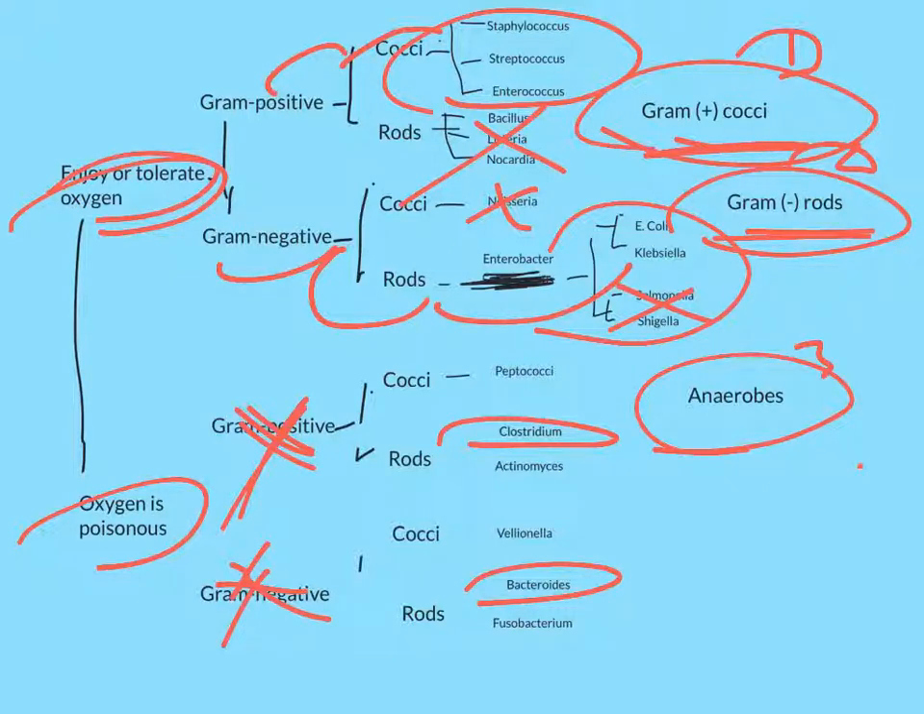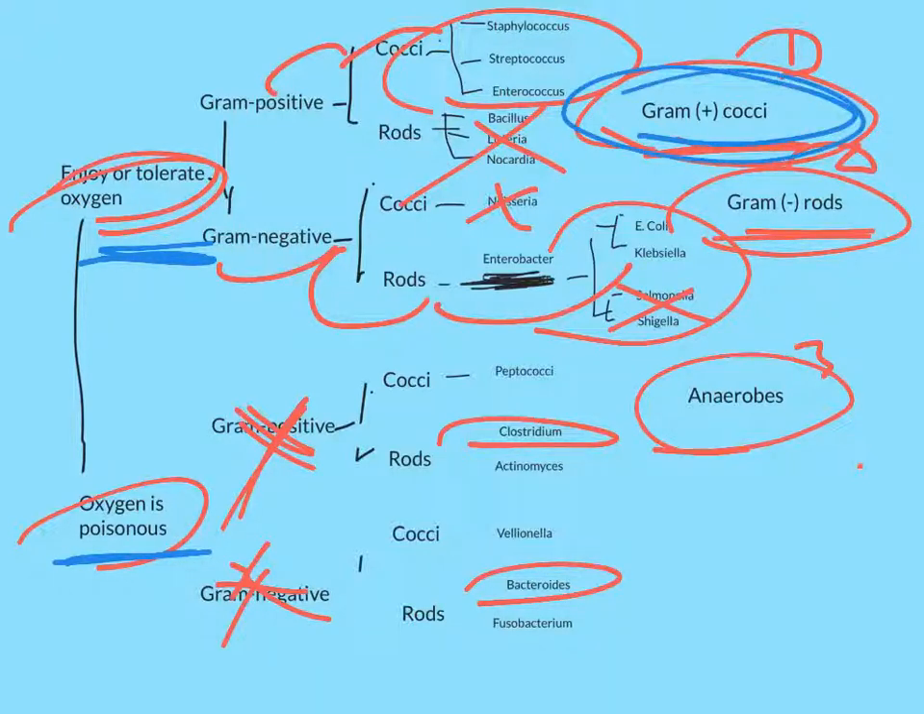Again, once you sort of narrow it down into these pathways or these groups, by changing your taxonomy and starting with whether it's aerobic, right, so it enjoys or tolerates oxygen, or anaerobic, you now can break it down into these three really big, large chunks of similar bacteria that are easy to work with.